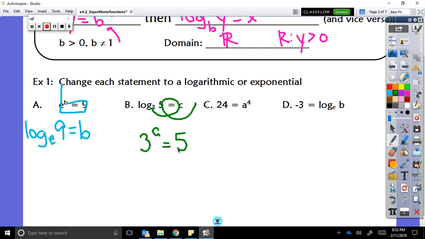So I want you to try C and D with your partner right now. A suggestion on both of these is to rewrite them to where they look like this. So a to the 4th equals 24. And then flip this one around. Log base e of b equals -3. And now rewrite it.